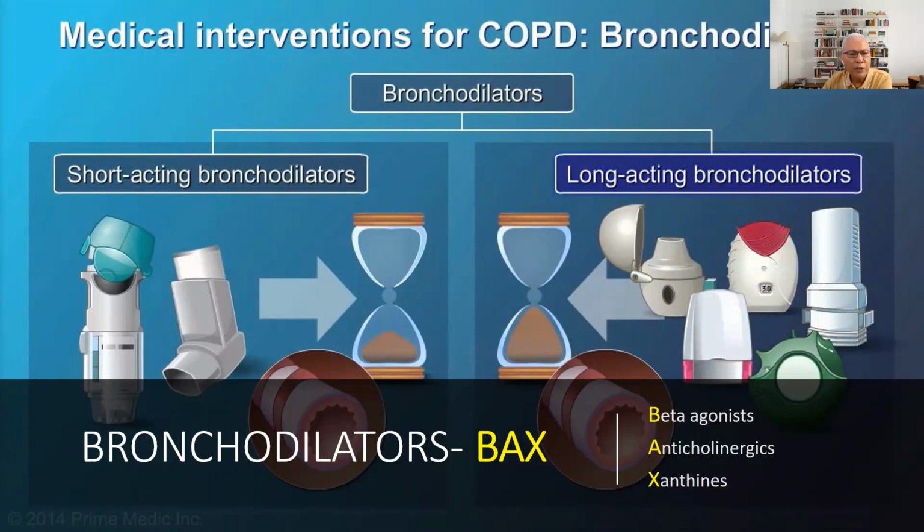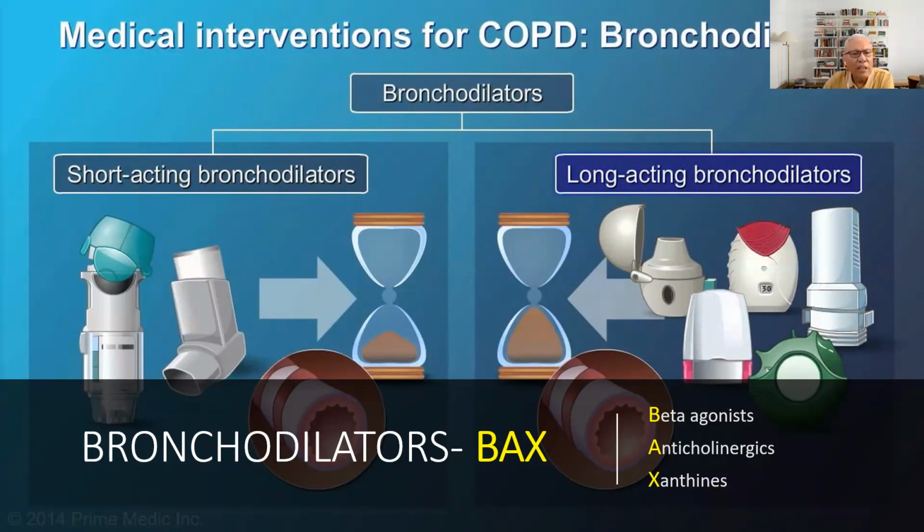There are various respiratory conditions that may require bronchodilators, but the most common ones are going to be asthma as well as COPD. They're either used to reverse asthmatic symptoms or improve the lung function in patients with chronic obstructive pulmonary disease. Basically, there are 3 types of bronchodilators, and you could remember them by looking at BAX, B-A-X. The B stands for beta agonists, the A stands for anticholinergics, and X is for xanthines. So remember BAX: beta agonists, A for anticholinergics, and X for xanthines.